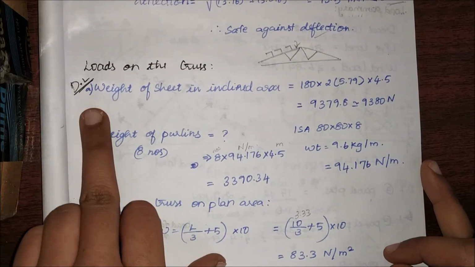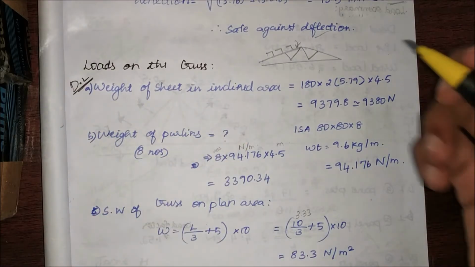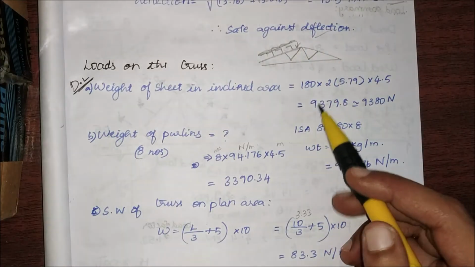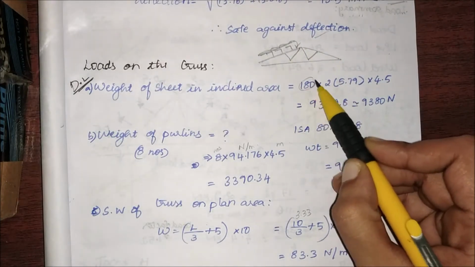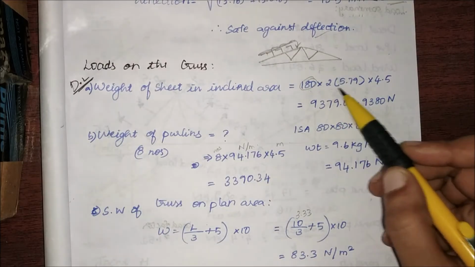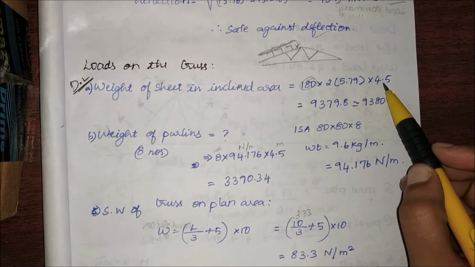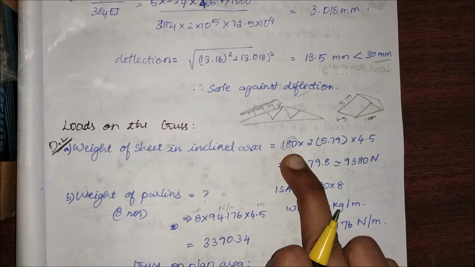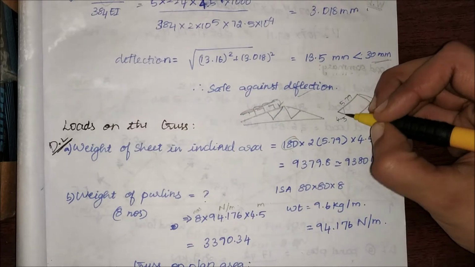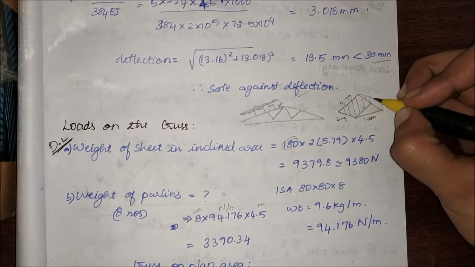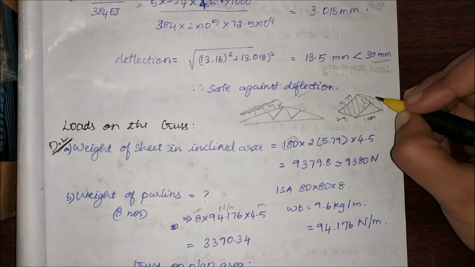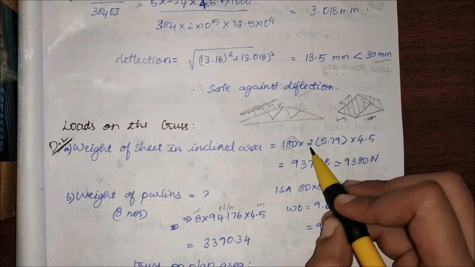So for the dead load, it is the self weight of the sheet in the inclined area. That is the sheet that is provided here. That is equal to 180, which is the self weight already given in the question, into 2 into 5.79 into 4.5. So what is this 5.79? This is my truss in 3D. So 180 is my self weight, and this is my inclined area. 5.79 into 4.5 will give me my inclined area, and since there are two inclined areas, I am going to multiply them with 2.